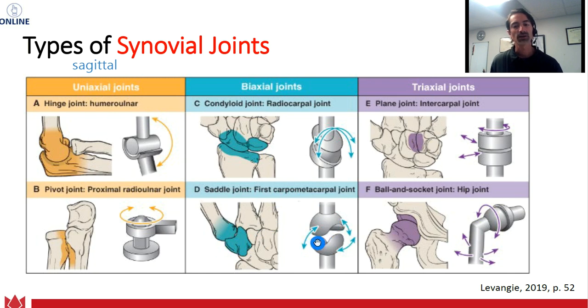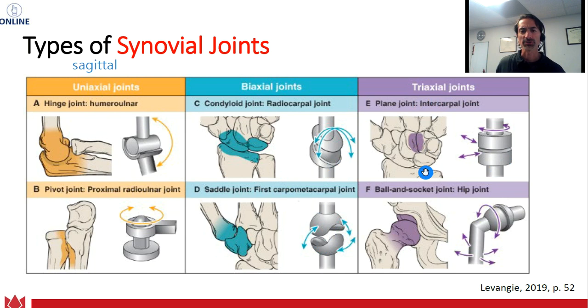So if I look at a certain part of this, I'm going to see it's concave. If I look at another part of this, it's going to be convex. So depending on which direction the thumb is moving, it's going to determine whether it's a convex on a concave or a concave on a convex. So that's a little bit of a unique joint as well.